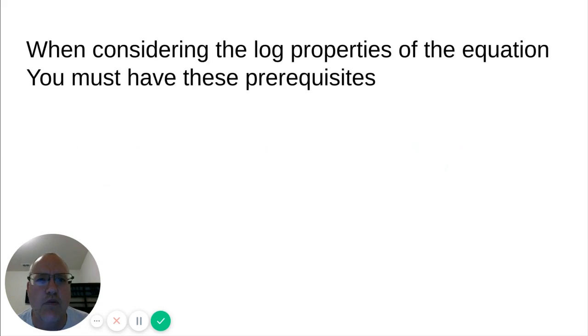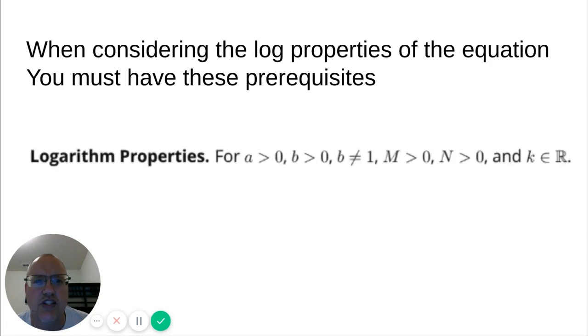Before we get started, I want you to consider these prerequisites. These are properties that we are just assuming as we deal with the properties of logs. For any positive a, the b must also be positive. B can't equal 1. M's got to be greater than 0. N's got to be greater than 0. And k can belong to the set of real numbers.